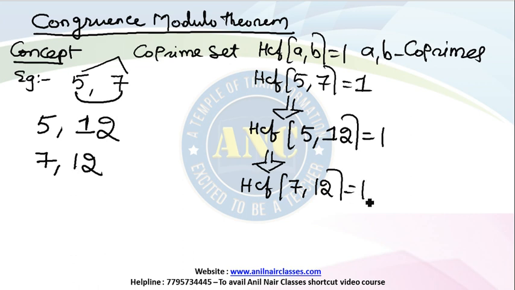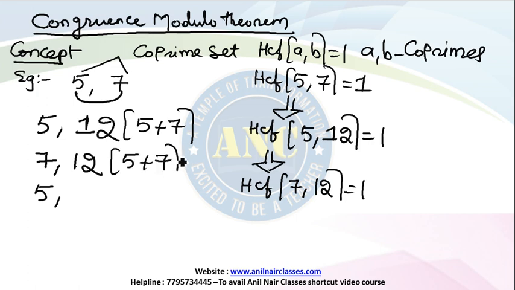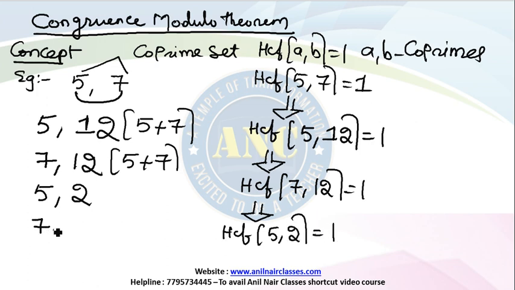Here 12 is nothing but 5 plus 7. Now take the difference. What is 7 minus 5? 2. 5 and 7 are both co-prime, and 5 and 2 are also co-prime, their HCF is 1. If I take the second number, 7 and 2, they are also co-prime.